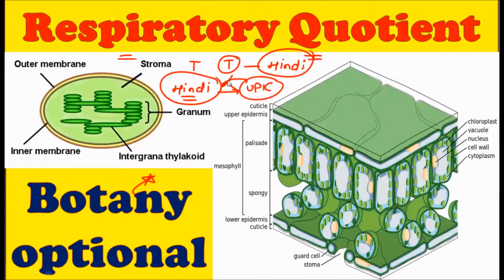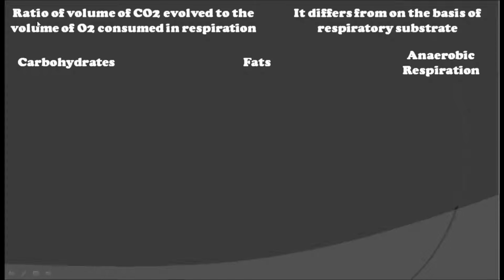Alright, so let's start the topic called respiratory quotient. So first of all, what is respiratory quotient? Now it is a ratio of volume of CO2 evolved to the volume of O2 consumed during the respiration. That is, during the process of respiration, the volume of CO2 evolved to the volume of oxygen consumed, that ratio is called the respiratory quotient.